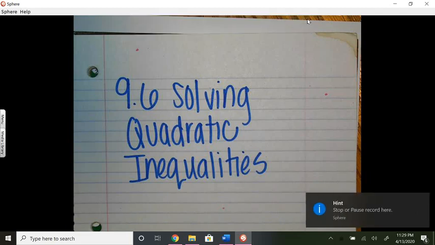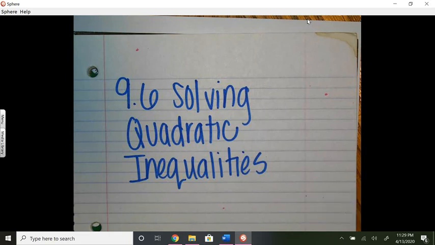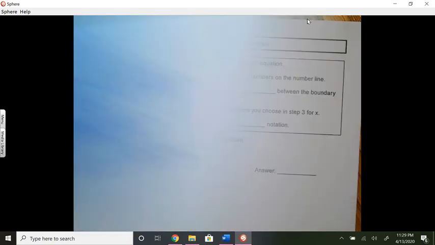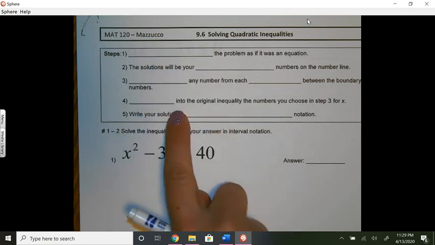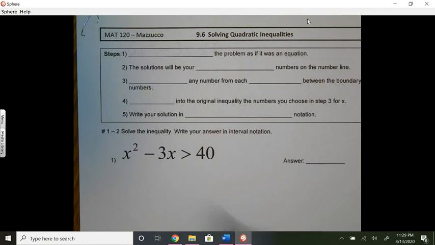This video is going to teach you how to solve quadratic inequalities. Okay, so the first step, so we know this is a quadratic because the highest exponent is a 2, it has a degree of 2, and we know it's an inequality because it has one of these symbols here. So that's how you know when to use these steps when you have a quadratic inequality.